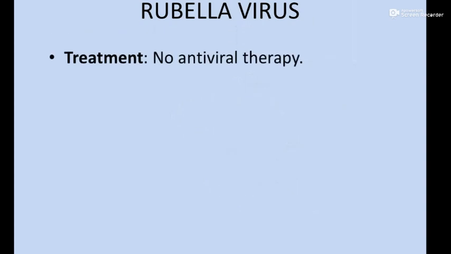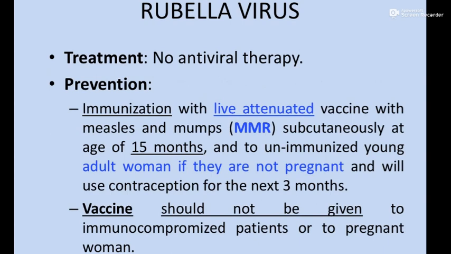Treatment: there is no antiviral treatment, nothing. There is only prevention, the live attenuated vaccine for measles, mumps, and rubella, given subcutaneously at the age of 15 months. From around one year and three months we start the doses, then booster doses, and in preschool you should have at least 2 to 3 doses before going to school. The early primary school years carry a very high risk of rubella, measles, and mumps. The vaccine should not be given to immunocompromised and pregnant women.